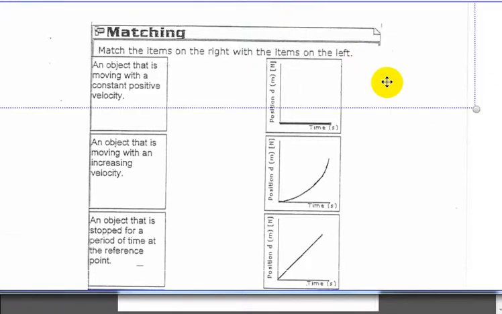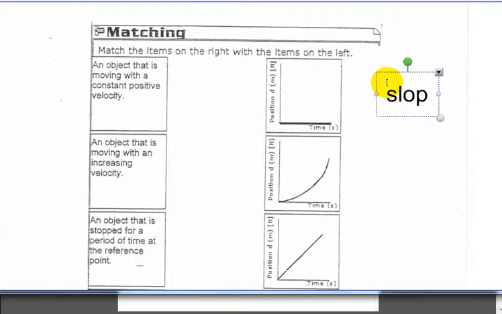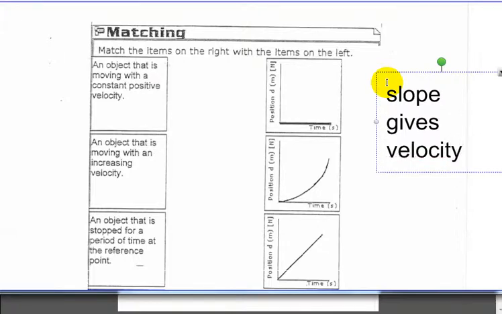velocity. So if you recall, the slope of a position-time graph gives velocity. So that is true in all these. Whenever it's talking about constant positive velocity, think of velocity as slope. Exchange the word velocity for slope, and you'll do fine with that.